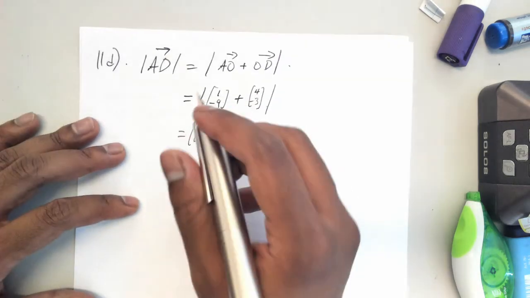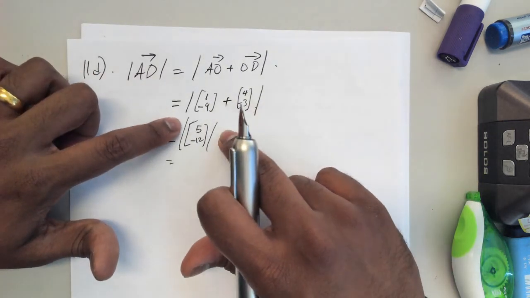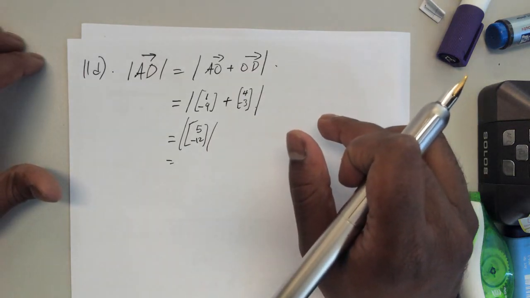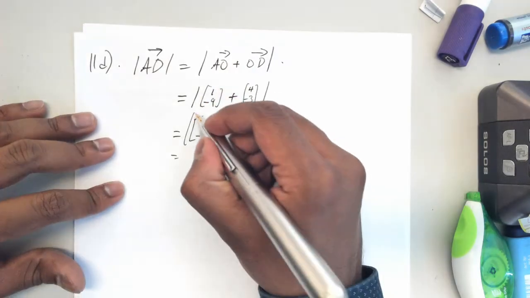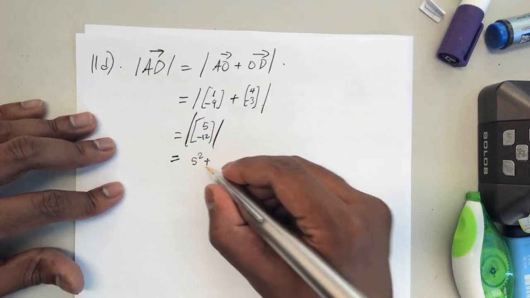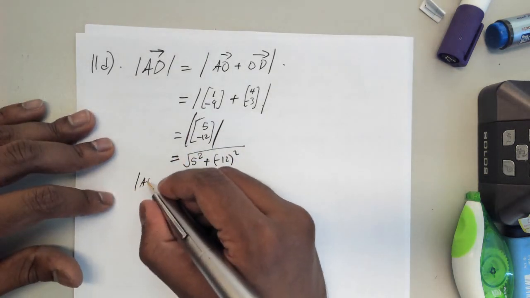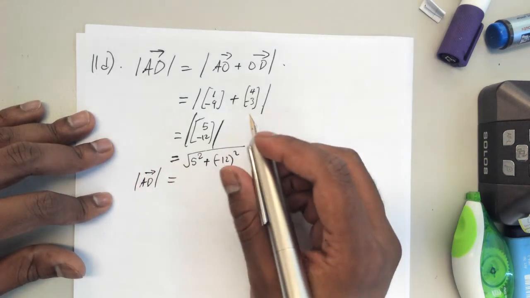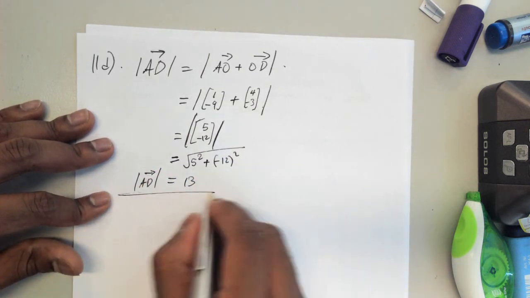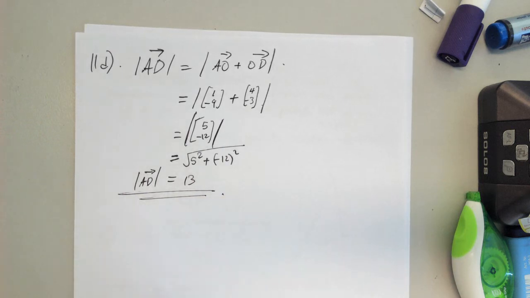I need to find the magnitude. Now, the magnitude is also an absolute value. So if you get a negative answer, make it positive because it's an absolute value. There's no direction. So let's go 5 squared plus negative 12 squared. The square root of that would give me a 5, 12, 13 triangle. Boom. Done. Questions?